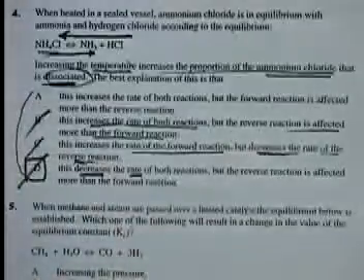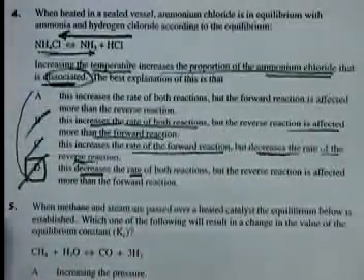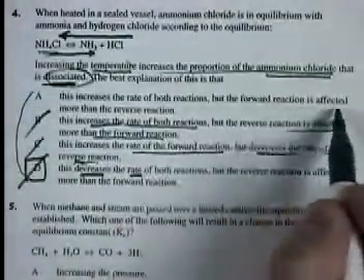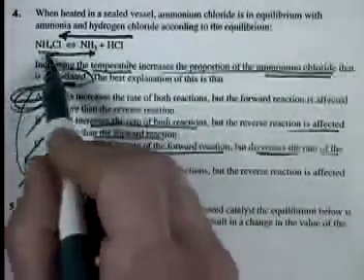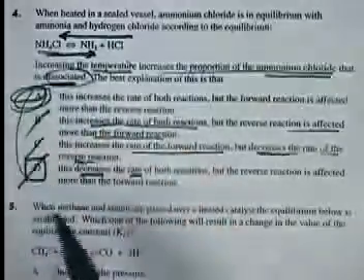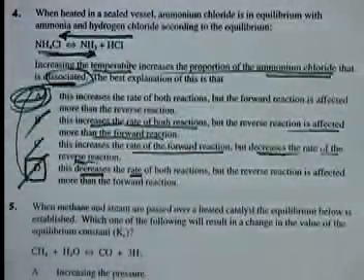And then letter A, this increases the rate of both reactions. We agree that that's true. But the forward reaction is affected more than the reverse reaction. Best choice right there, because the forward reaction is the one that's going to make the dissociation of NH4 more possible. Let's go on to the next question.